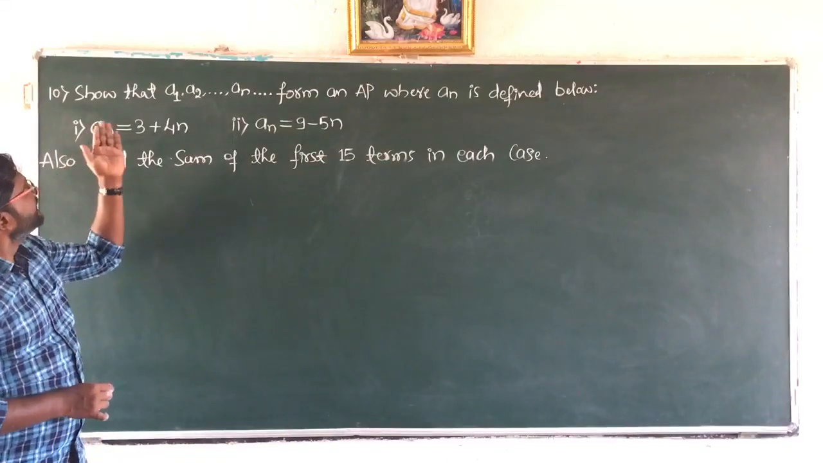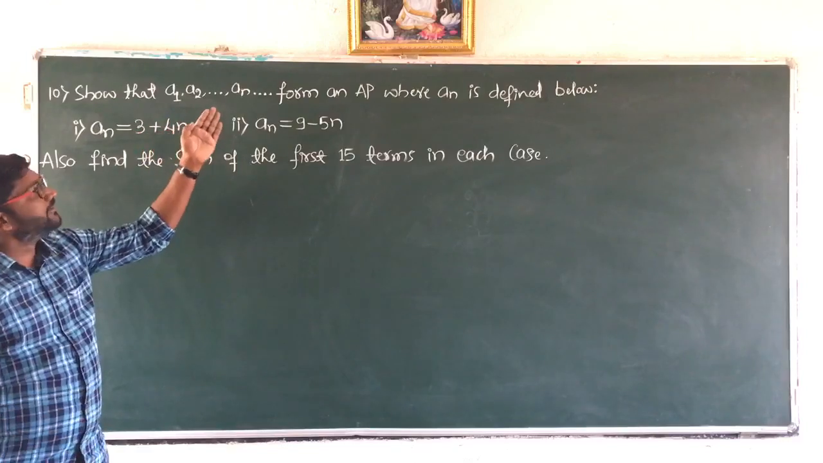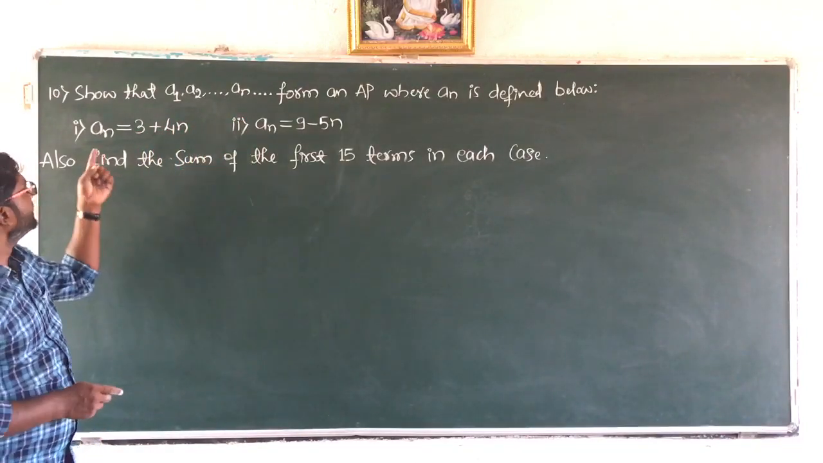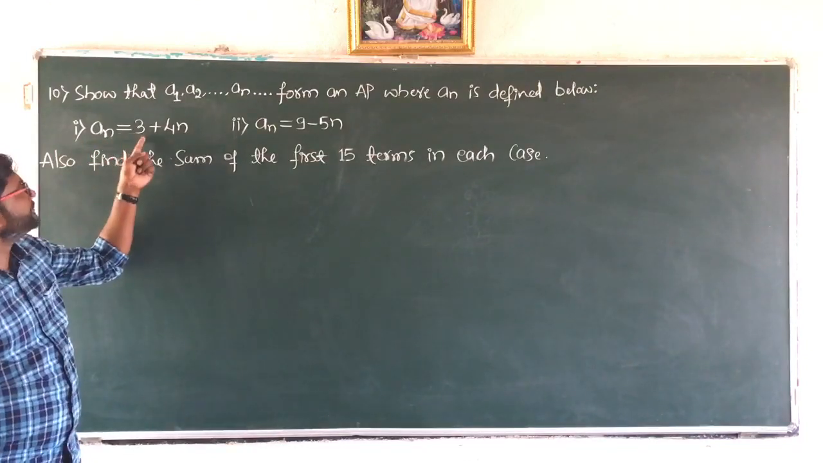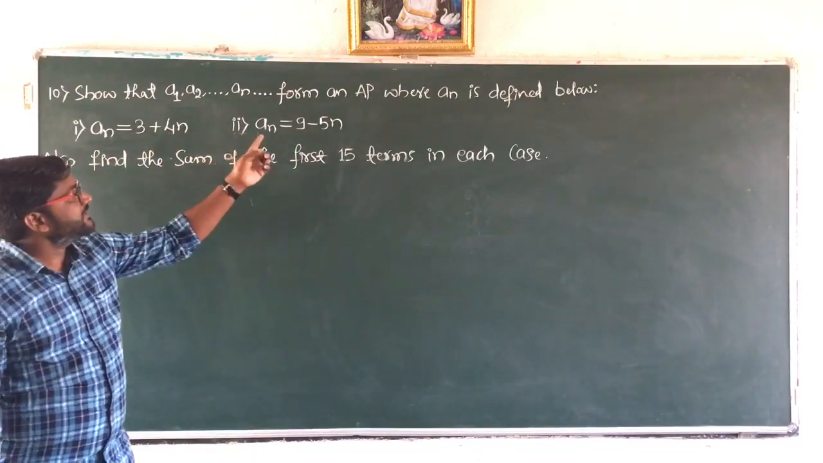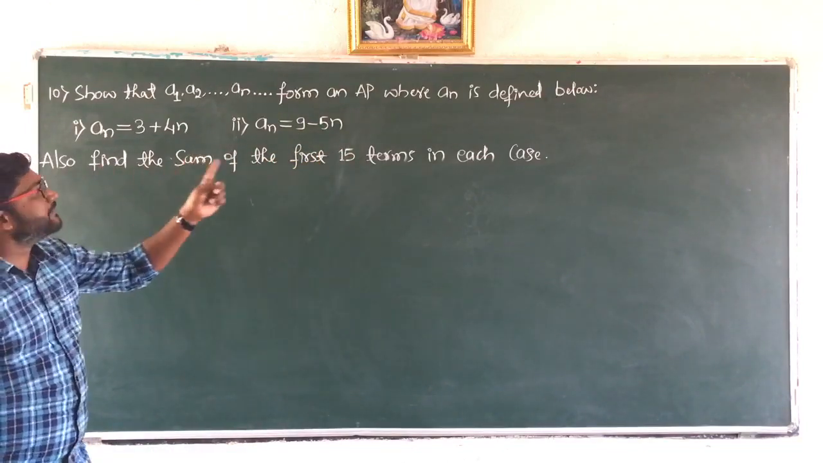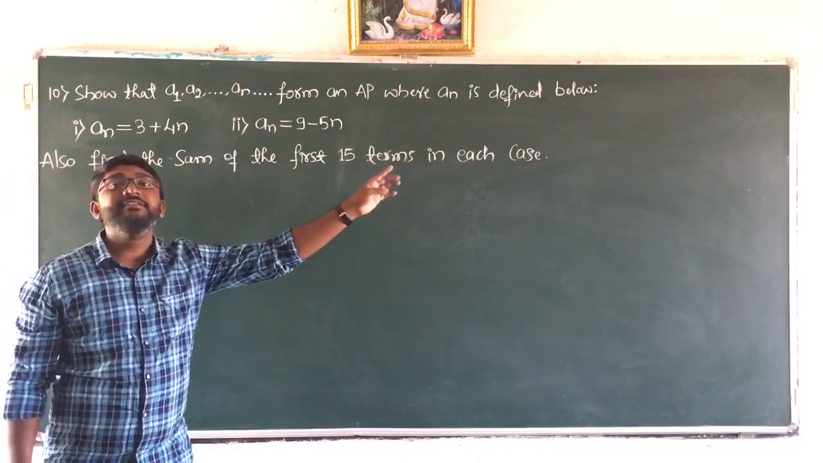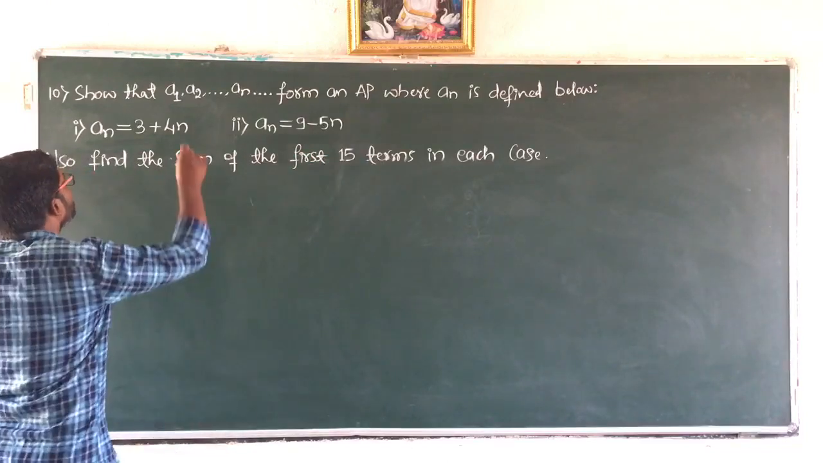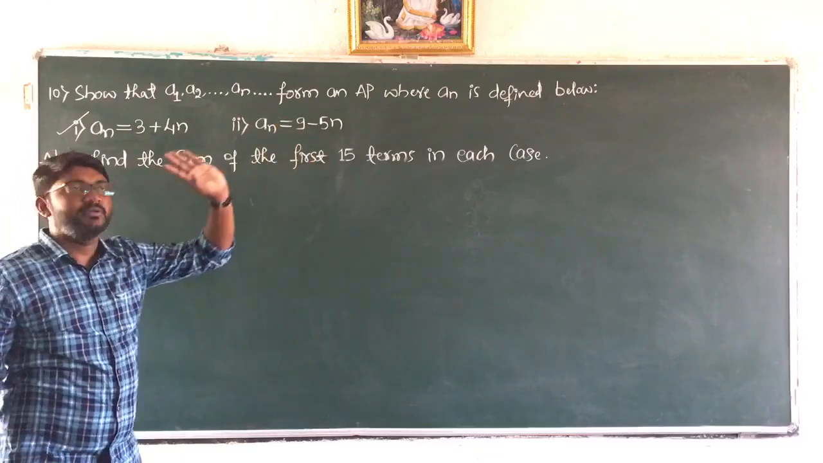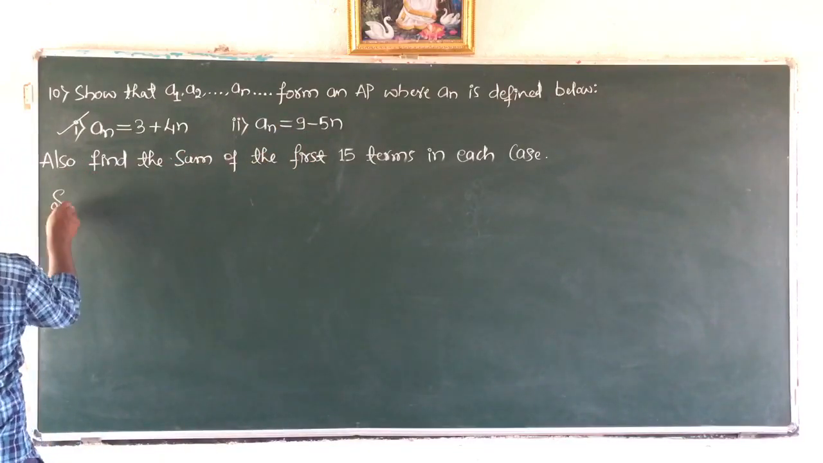Next question is, show that a1, a2, and so on, an form an AP where an is defined below. The first case is an equal to 3 plus 4n. In the second case an equal to 9 minus 5n. And also find the sum of first 15 terms in each case. So I will be solving the first problem. You will have to take up the Roman number 2. So let us solve the Roman number 1 now.